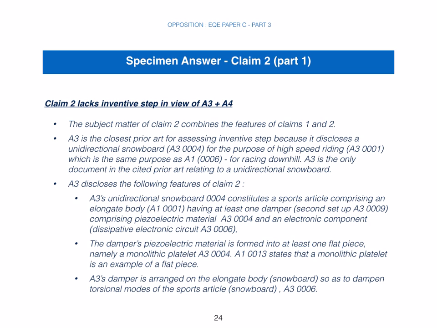Then we continue with the disclosure of the features from A3. A3 discloses the following features of Claim 2. A3's unidirectional snowboard, paragraph 4, constitutes a sports article comprising an elongate body, A1 paragraph 1, having at least one damper, second setup, A3 paragraph 9, comprising piezoelectric material, A3 paragraph 4, and an electronic component, a dissipative electronic circuit, A3 paragraph 6.